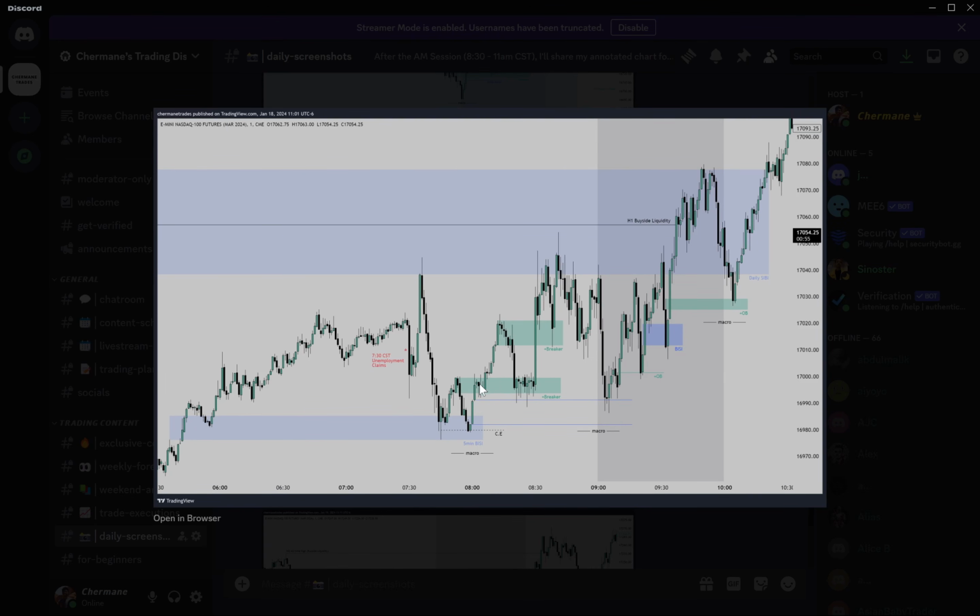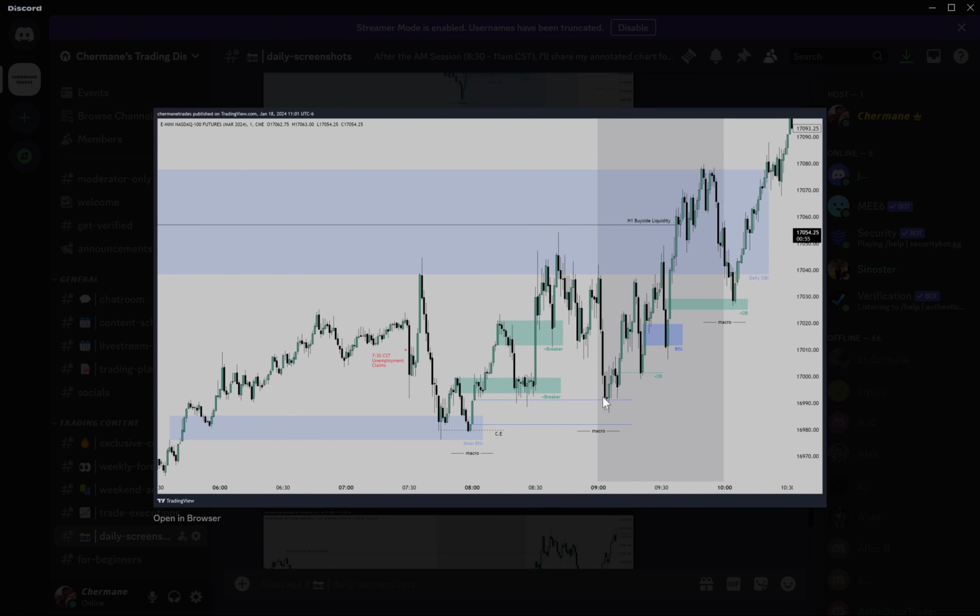I'm comfortable buying here. I'm comfortable buying here because the macro already did its job here. I'm trusting this low doesn't need to be taken out until we get traders putting their stop losses up here and until we get our buy side objective up here.